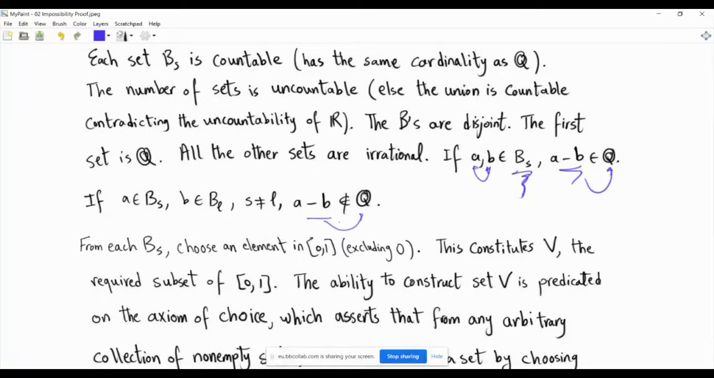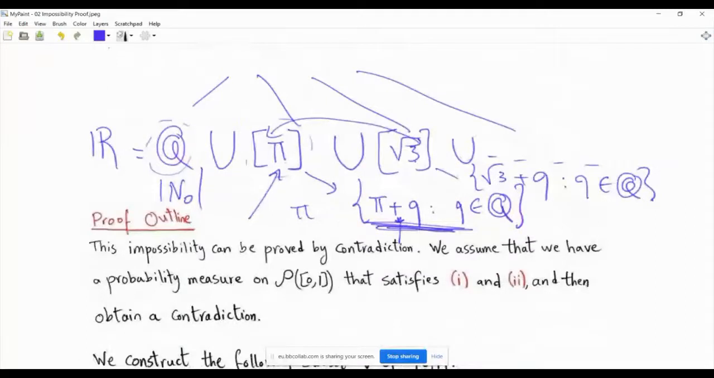Now here is how we will construct set V. You will visit each one of those sets and pick an element in the closed interval from 0 to 1. And this will be our set V. The only constraint is that when we visit the set of rational numbers, we will avoid taking 0 with us. So from the set of rational numbers, choose any rational number from 0 to 1, but exclude 0.